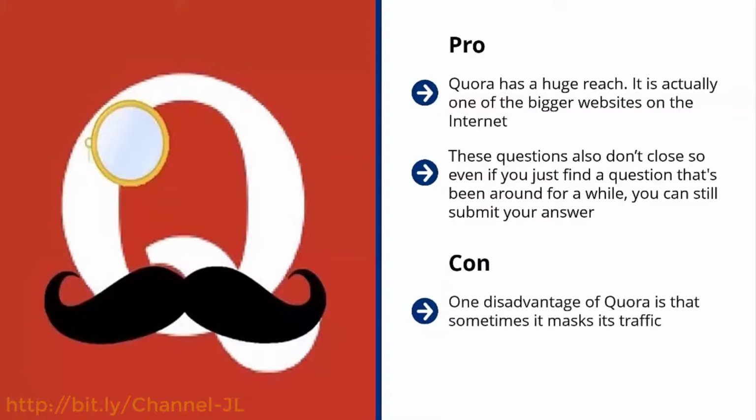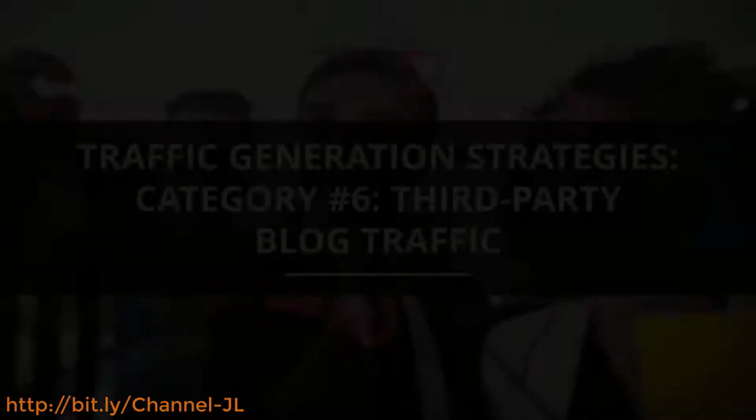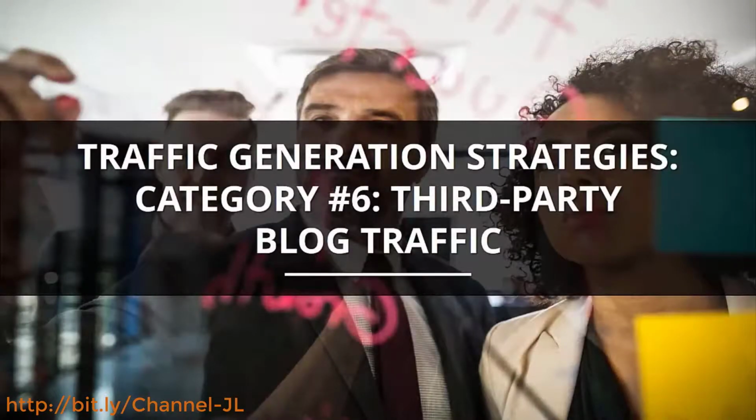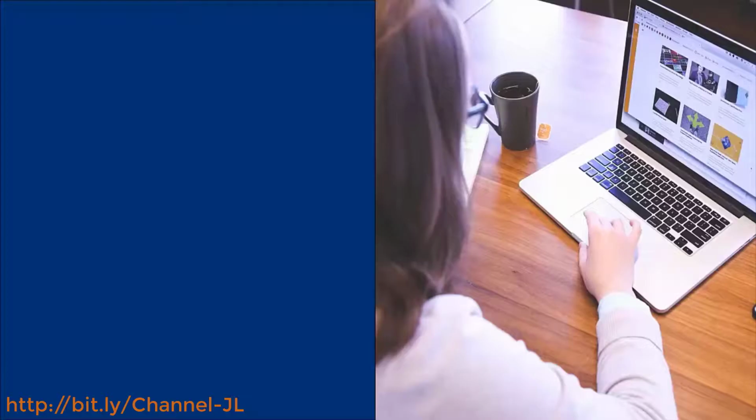Con. One disadvantage of Quora is that sometimes it masks its traffic. You don't know for sure where the traffic is coming from. Your competitors might downvote your answer. Moreover, people can be quite touchy in certain niches regarding promotions, so if they think that you're spamming, your post might get reported. Traffic generation strategies, category number 6, third-party blog traffic.